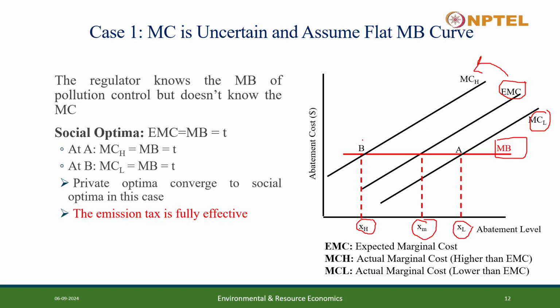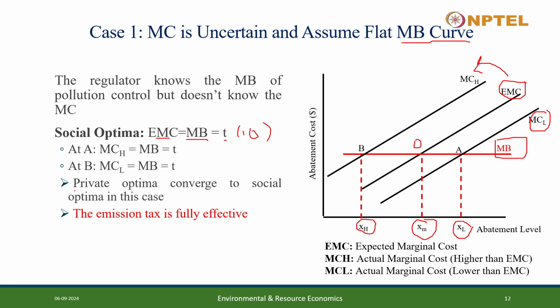However, in all the points B, A, and let's say point O, marginal cost is equal to marginal benefit, which is equal to T. So in both the cases, in the point O case, and then in the point A case and in the point B case, the private optima and social optima converge. So we can say that the emission tax is fully effective when the marginal benefit curve is flat. So that is what we have come across.